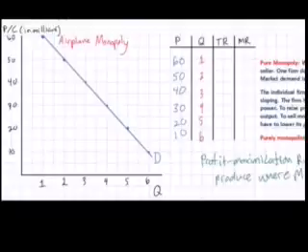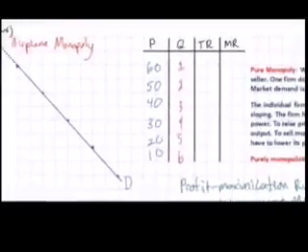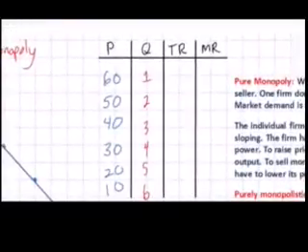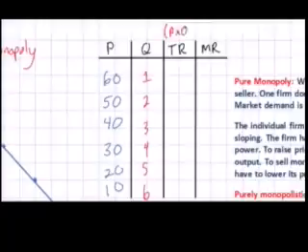To illustrate why, let's look back at our table here on the right. We can find the total revenue at any level of output by multiplying the price times the quantity at that level of output. And once we know total revenue, we can find the marginal revenue, which is simply the change in total revenue over the change in quantity. So let's start by finding total revenue at each of the levels of output ranging from 1 airplane to 6 airplanes. Total revenue is just price times quantity.